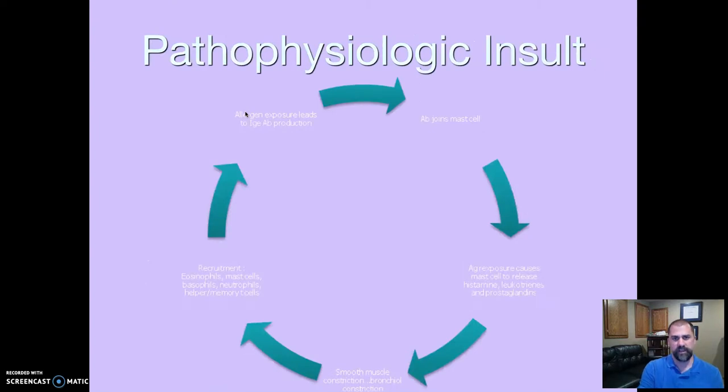As far as the pathology, you don't have to get this specific, but just kind of picture this in your head. So an allergen exposure leads to the IgE antibody being produced. This will join to the mast cell. Then a re-exposure occurs. And then what happens is histamine, leukotrienes, and prostaglandins are released, and it just causes chaos. So then you get smooth muscle constriction and bronchial constriction as a result. You get further recruitment of eosinophils, mast cells, basophils, all those inflammatory cells, which cause more of a reaction, and then the cycle continues.